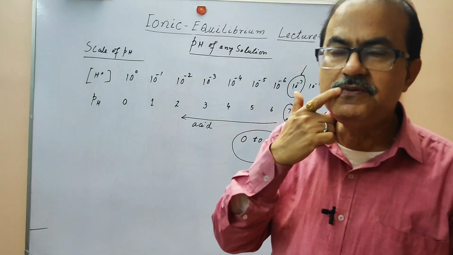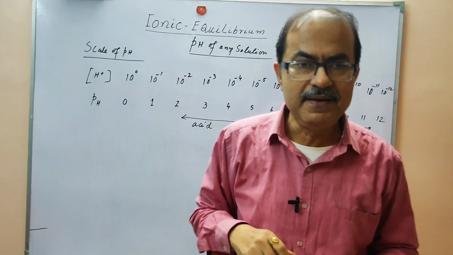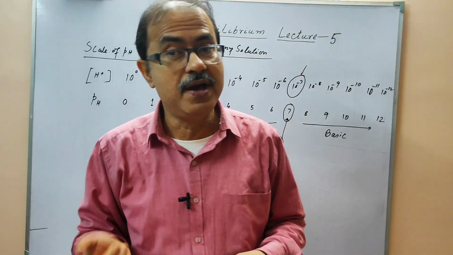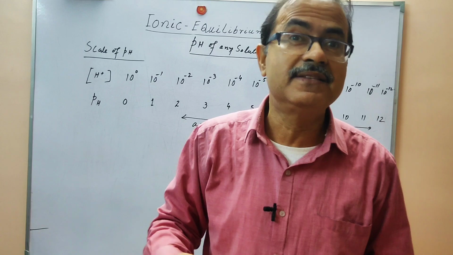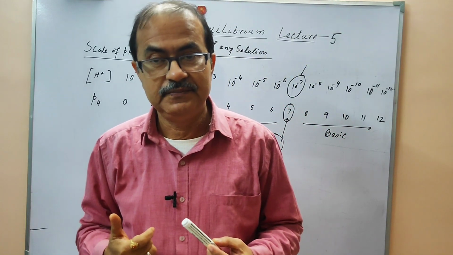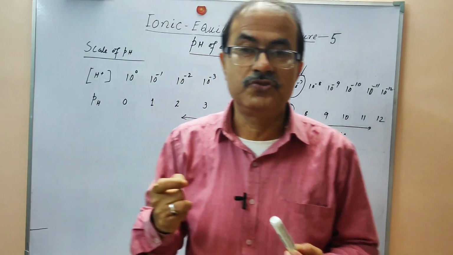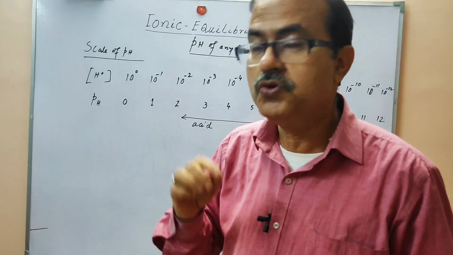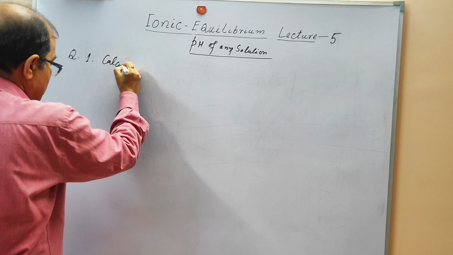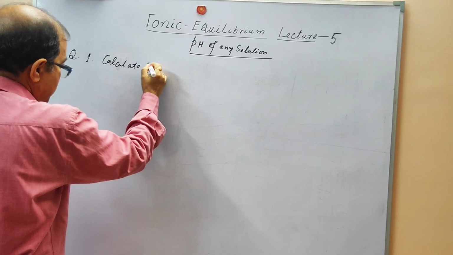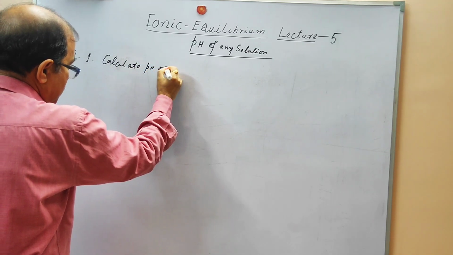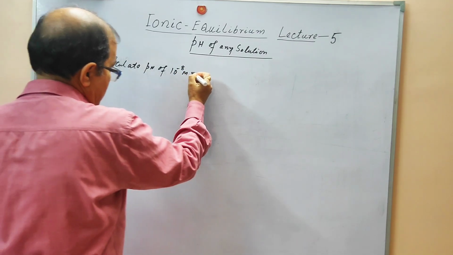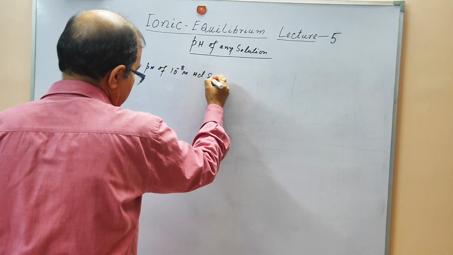Okay, so pH we understand is basically the negative logarithm of H plus ion concentration, where the log is taken as base 10. To understand this concept, we have some numericals that will give you a lot more clarity. Calculate the pH of 10 to the power minus 8 molar HCl solution.